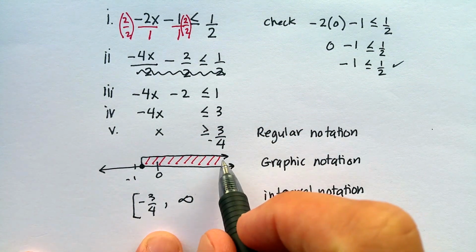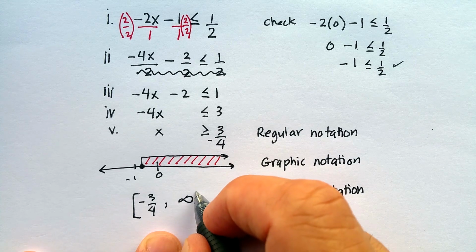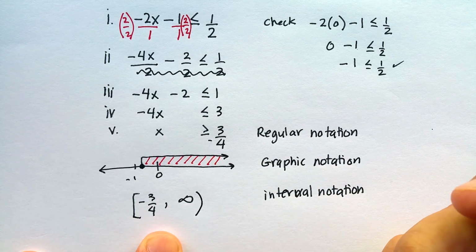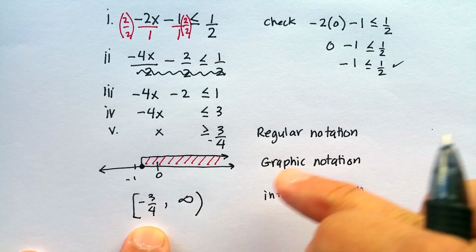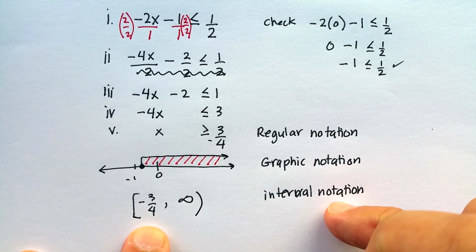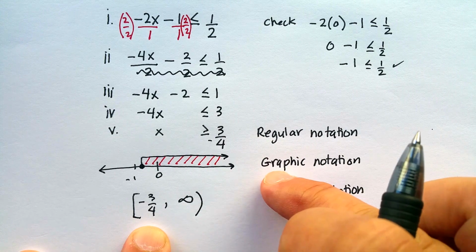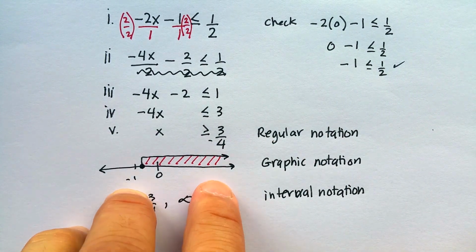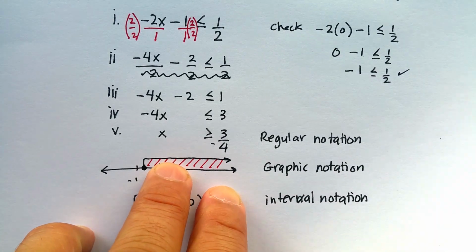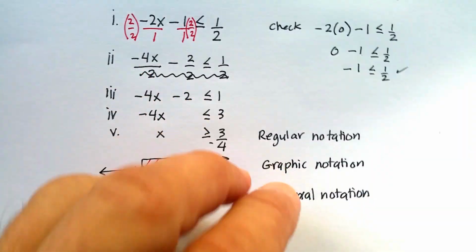And remember that infinities just go on forever, so there's no end point per se. I'm just going to put in the parentheses. Okay, so that would be the answer in interval notation. Here's the answer in graphic notation. Here's the answer in regular notation. So that's the first one. Let me just try one more example for you.